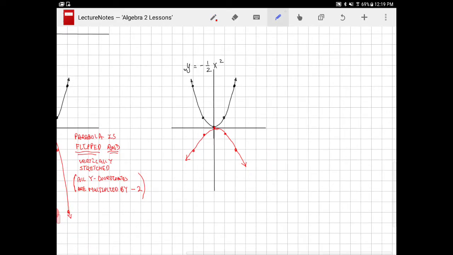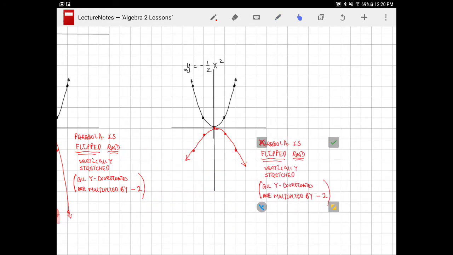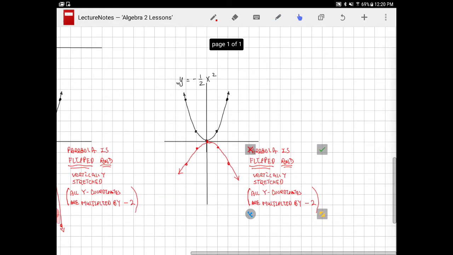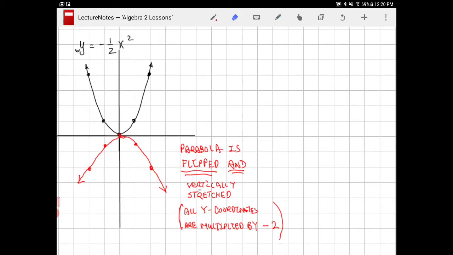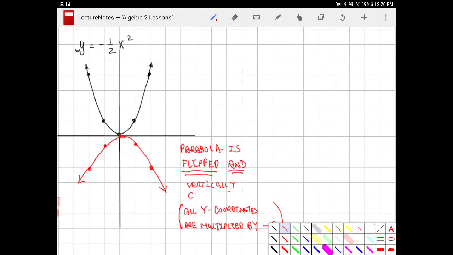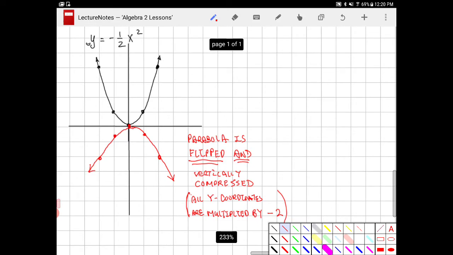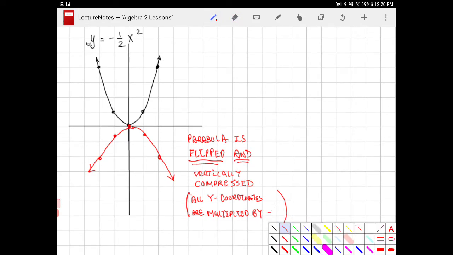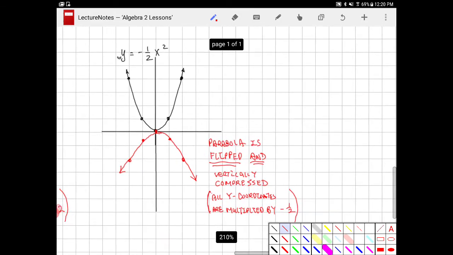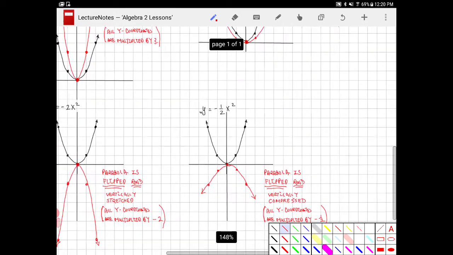So here, I'm just going to copy this because the scenario is very, very similar. So here we don't have a vertical stretch, but instead we have a vertical compression. It's vertically compressed, and all the y-coordinates are multiplied by negative 1/2. And here are all the scenarios.